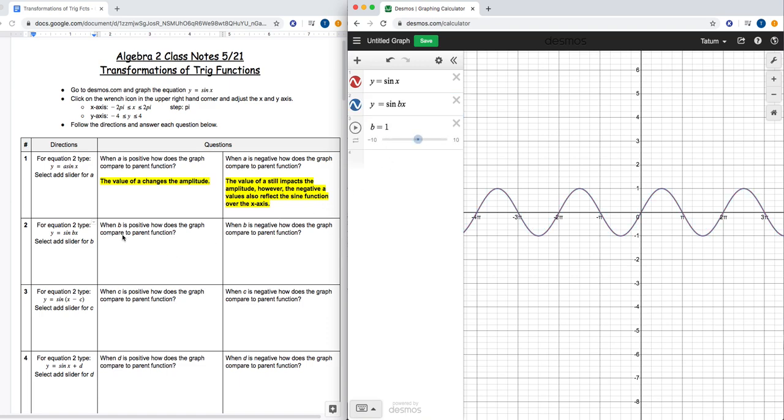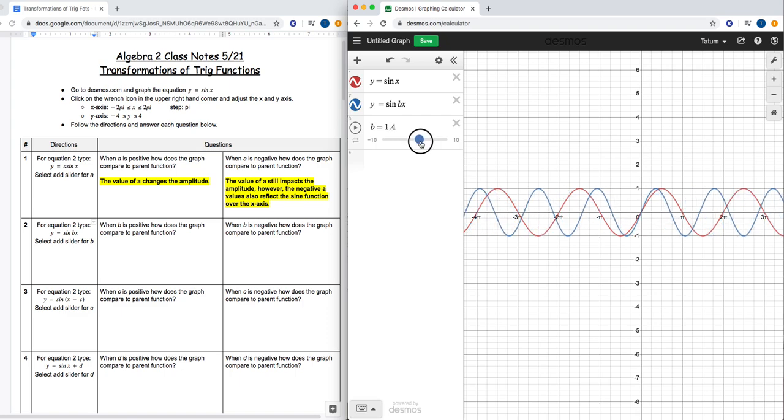So again, what does the value of b do to our graph? What does the positive b value do? What does the negative b value do? So for positive b, interesting. And then for negative b, let's look at positive 2. So it looks like what it's doing is a horizontal compression.